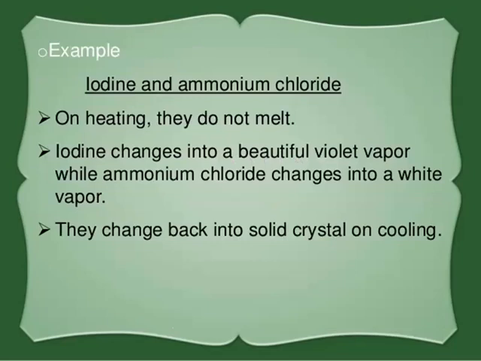On heating, iodine and ammonium chloride do not melt. Iodine changes into a beautiful violet vapor while ammonium chloride changes into white vapor. They change back to solid crystals on cooling, giving us iodine and ammonium chloride.